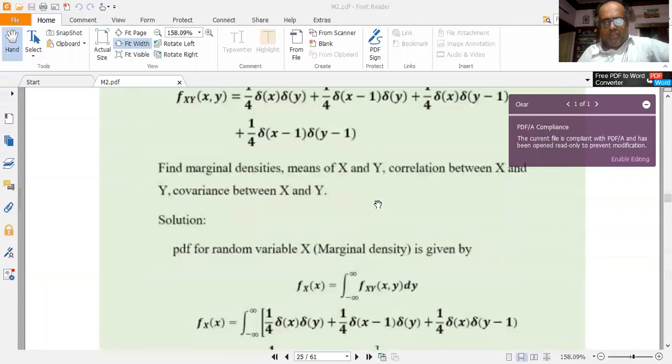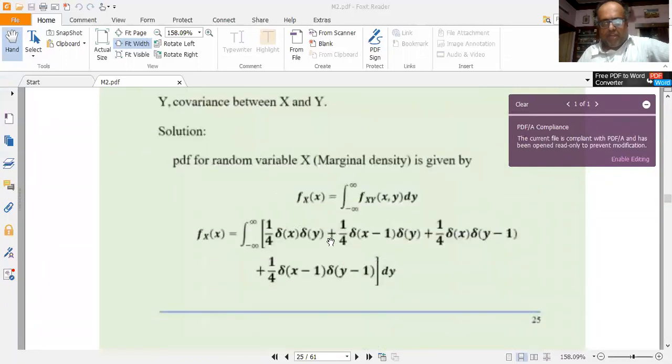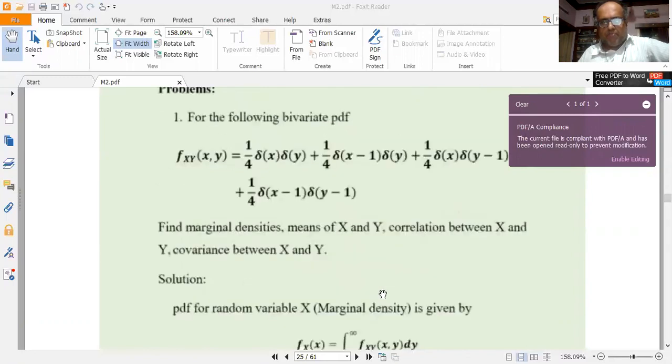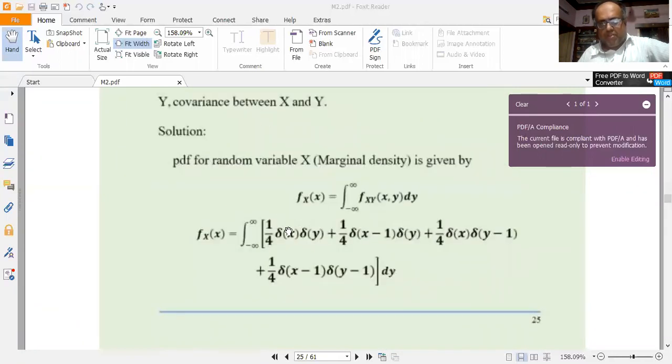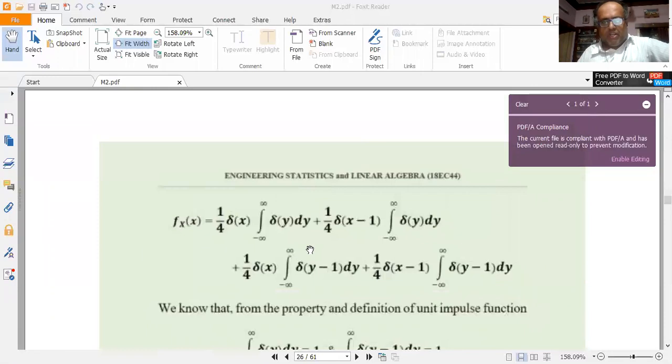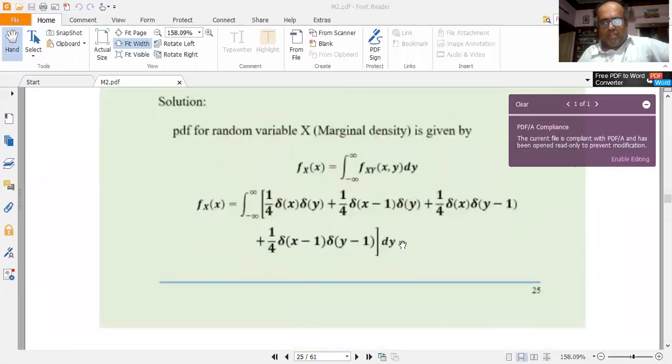Now substitute the given fxy of x comma y value here. So this becomes integral minus infinity to plus infinity 1 by 4 delta x delta y plus 1 by 4 delta x minus 1 delta y plus 1 by 4 delta of x delta of y minus 1 plus 1 by 4 delta of x minus 1 delta of y minus 1, entire thing integrated with respect to dy. So I have just substituted this fxy of x comma y which has been given in the problem, nothing else. Next, when I'm integrating with respect to y, delta of x and 1 by 4 become constant.